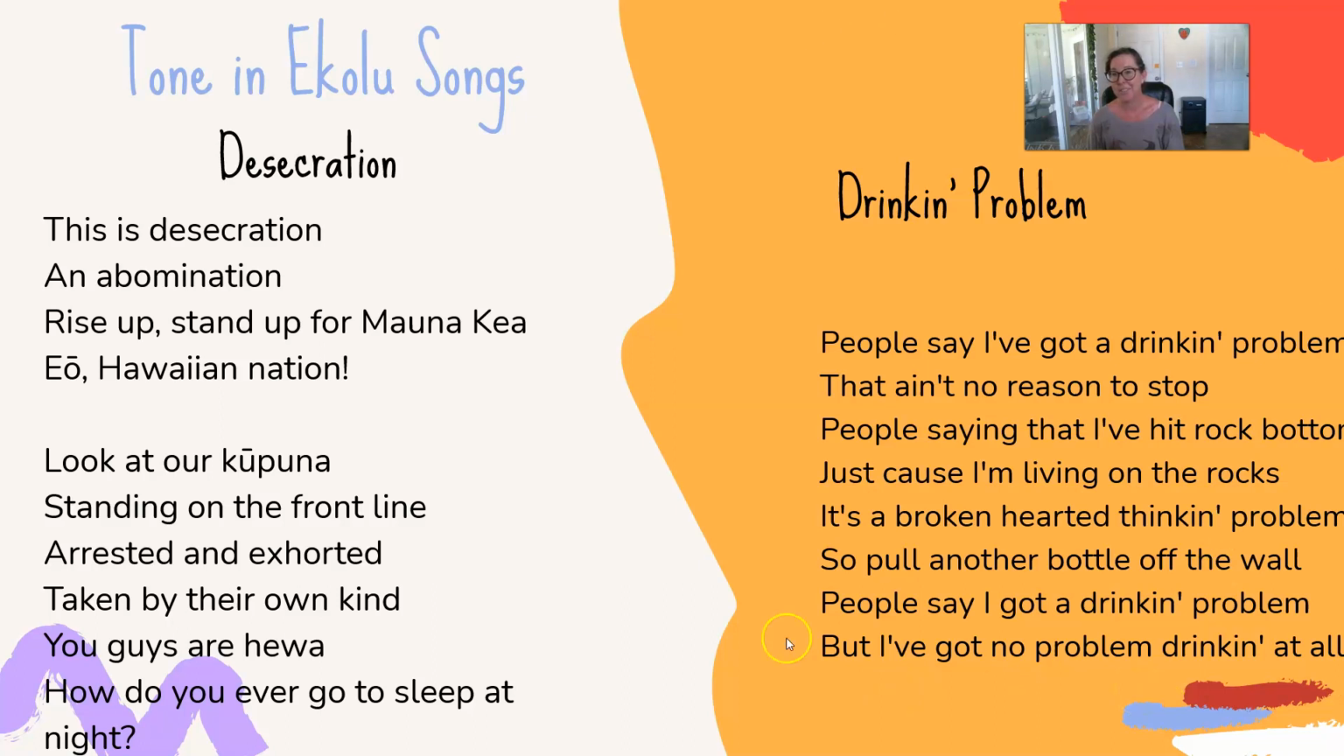So you can see this has a very different tone, which is a more humorous tone and a light-hearted tone compared to desecration.